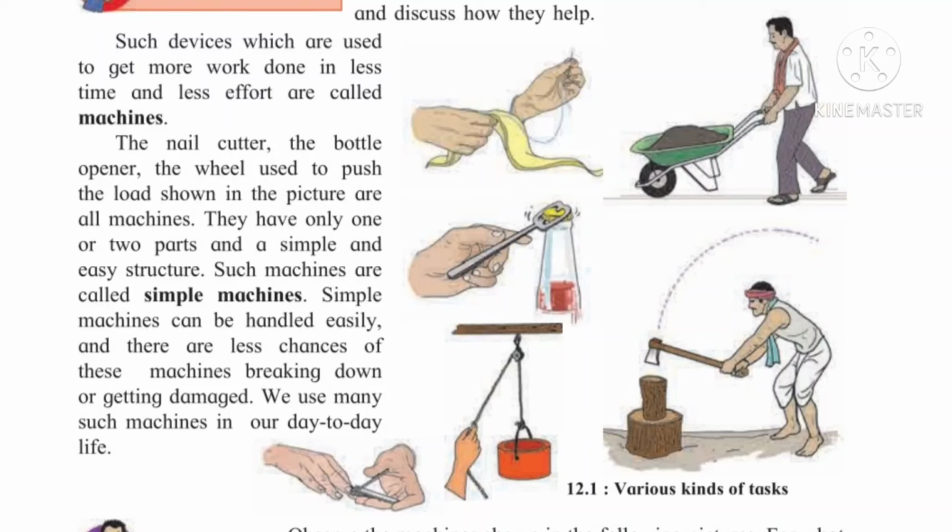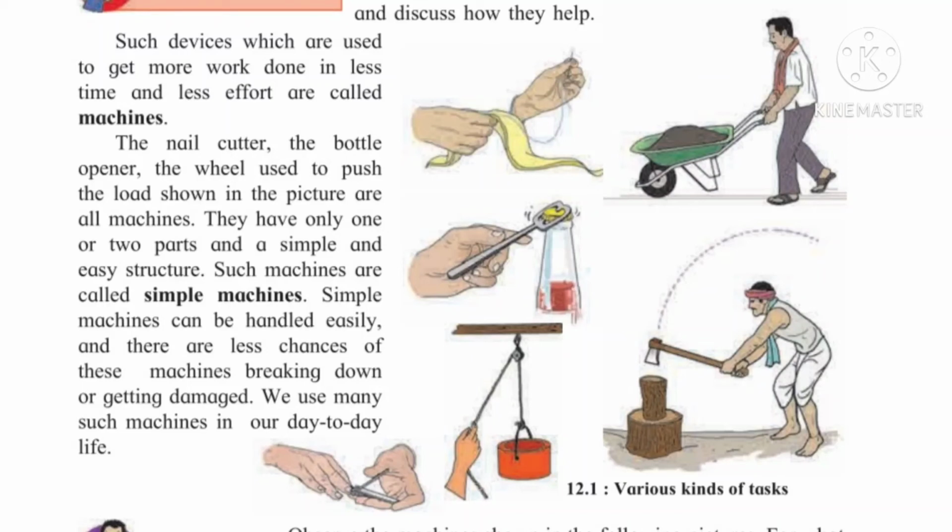Now the nail cutter, the bottle opener, and the wheelbarrow shown in the picture are all machines. They have only one or two parts and a simple and easy structure. Such machines are called simple machines. Simple machines can be handled easily and there is less chance of them breaking down or getting damaged.